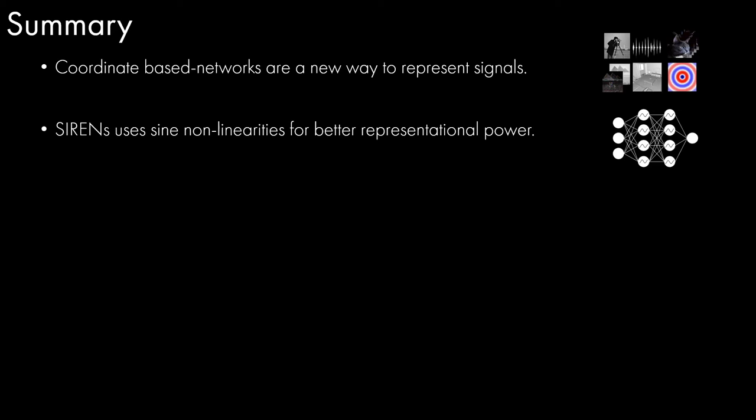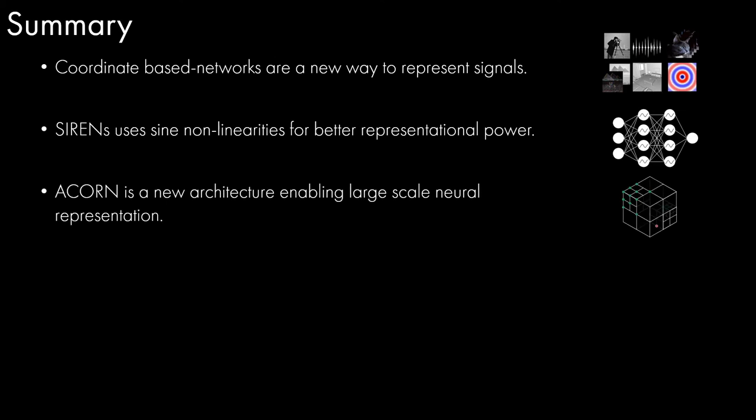especially since we published SIREN, on this particular type of neural network. SIREN, I think, was really unique in that we showed that using sine nonlinearities gave such a great advantage in terms of overfitting and representing signals. We talked about how we can use adaptive coordinate networks, or ACORN, with this hybrid architecture and this adaptive decomposition that we described, to scale up coordinate-based networks to larger scale signals.